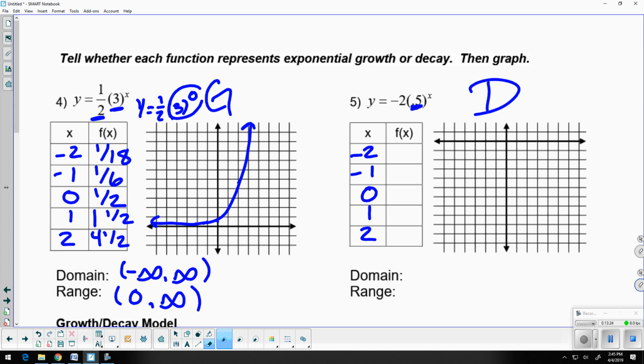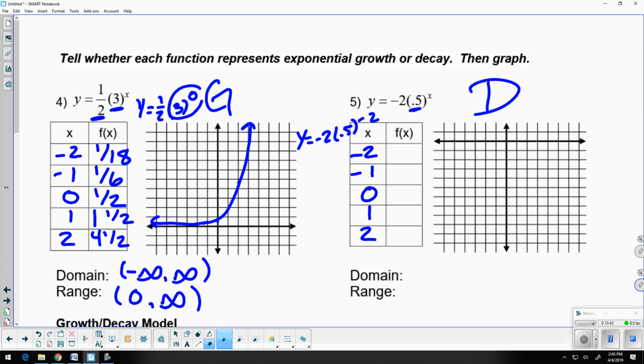So for the next one, plugging in our numbers for x, and then solving for the y. So when I plug in -2 for x, if I do 0.5 raised to the -2, let's see, let me just do this one real quick. So 0.5 to the -2 power, that should be, so what's 1/2?